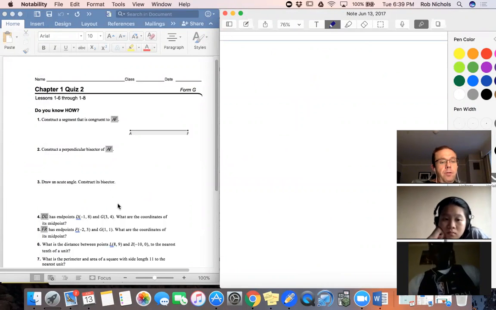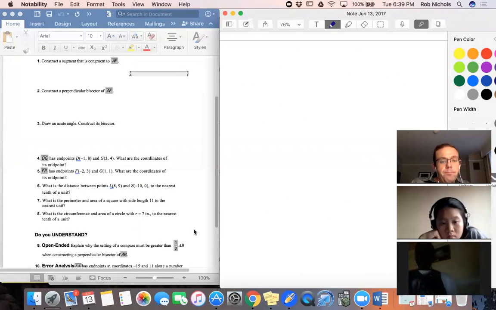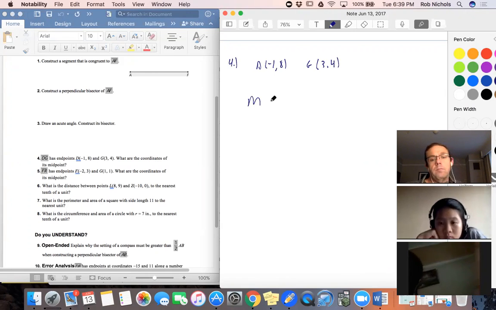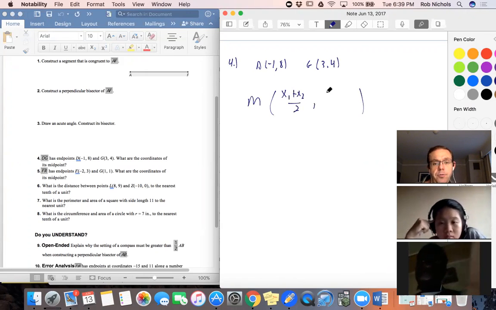All right, so let's take a look at number 4. Number 4 says we have 2 endpoints. We have D, the endpoint -1, 8, and we have G, the endpoint 3, 4. What is the midpoint of this segment? Does anyone remember how to find the midpoint? It's going to be the sum of the x coordinates divided by 2, and then the sum of the y coordinates divided by 2. Yeah.